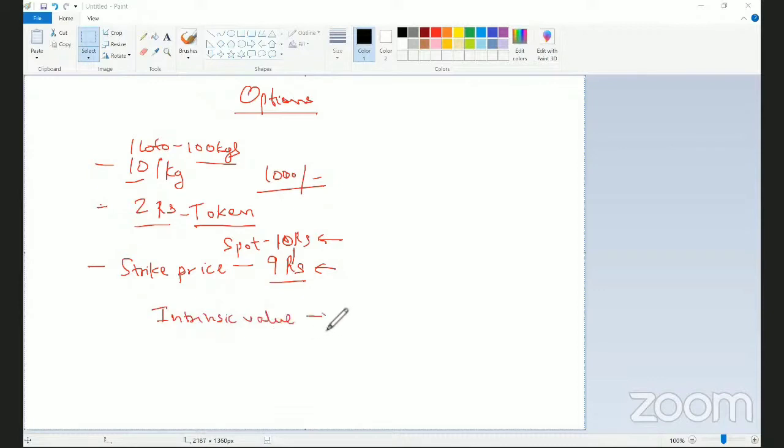The intrinsic value becomes 10 minus 9, 1, which means this option, this is known as a call option. So the options are divided into call and put. The intrinsic value of the call option is 1 rupee. Intrinsic value, which means suppose I have an option to exercise. Exercise means what? I entered into a contract of 9 rupees. And today itself, I'm exercising my option, which means I have the right to sell this at the market price.